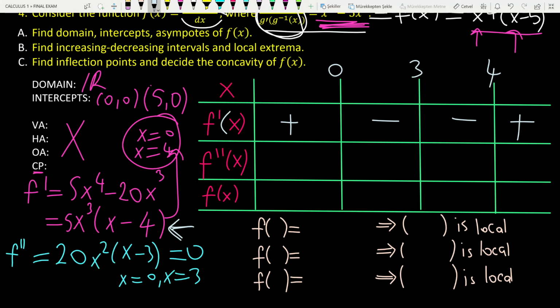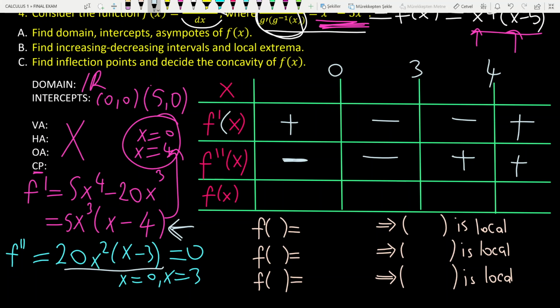What about the sign of f double prime? This is the definition of f double prime. From minus infinity to 0, for all negative numbers, f double prime is negative. From 0 to 3, it is still negative. From 3 to infinity, the sign of f double prime is positive.